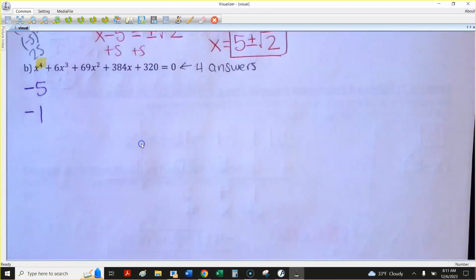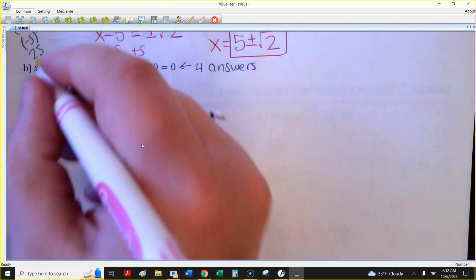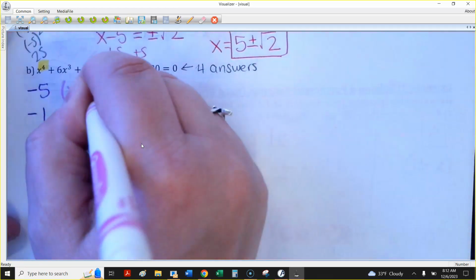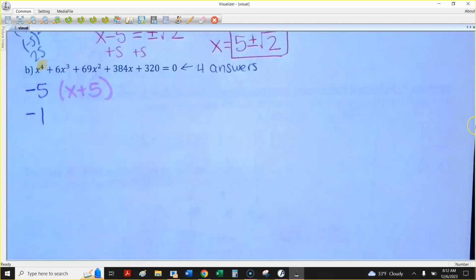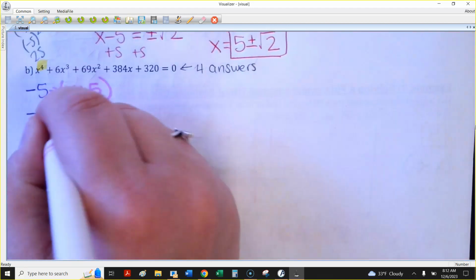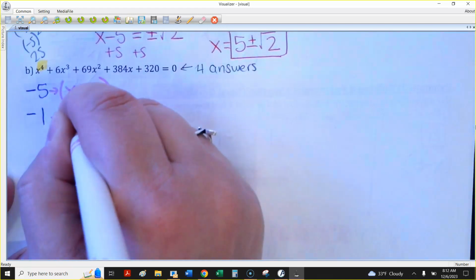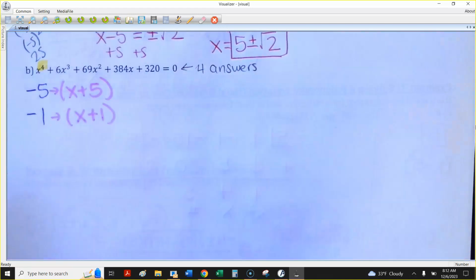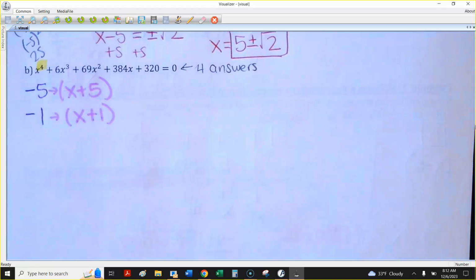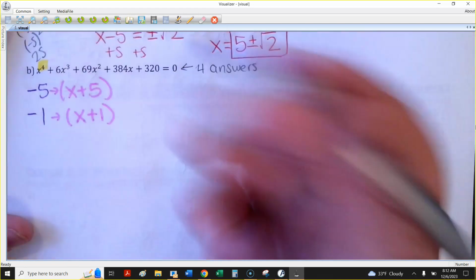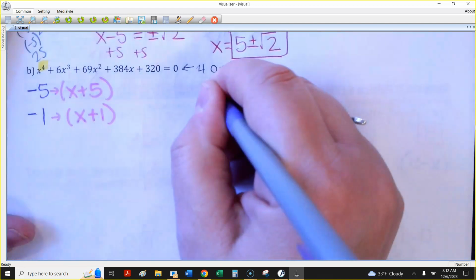Does not matter the order that you do this, but you're going to divide twice. So if -5 is a 0, that means x plus 5 would be a linear factor that'll divide evenly into that polynomial. And if -1, we saw that on the graph too, is a 0, then that means x plus 1 is another linear factor that'll divide into this polynomial. So we're just going to use that twice to break it down. It doesn't matter which one you start with. I'm just going to start with the -5.